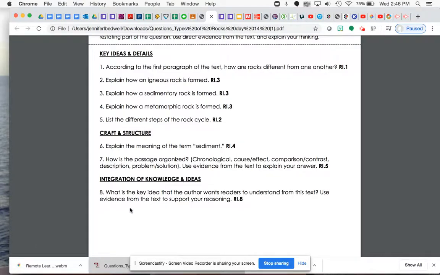All right. For number 8, what is the key idea that the author wants readers to understand from this text? Use evidence from the text to support your reasoning. This one, you definitely want to make sure that you really try to follow a RACE response here. So you want to make sure that you restate and answer the question. You then want to cite your evidence and to explain and support your reasoning. This one, you need a RACE response.